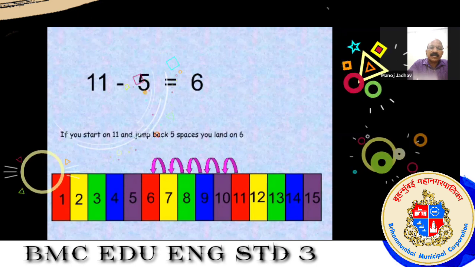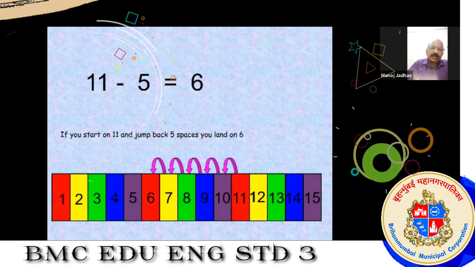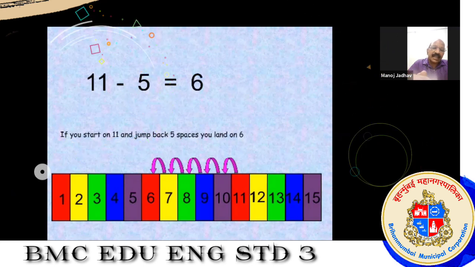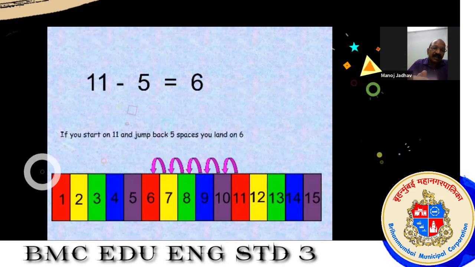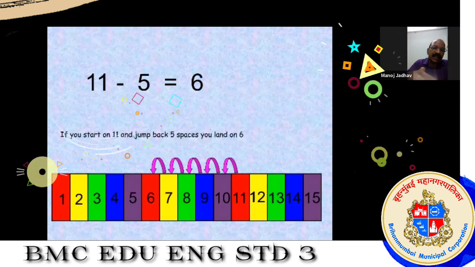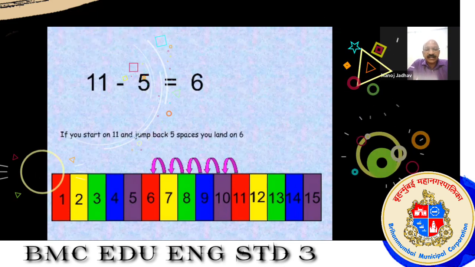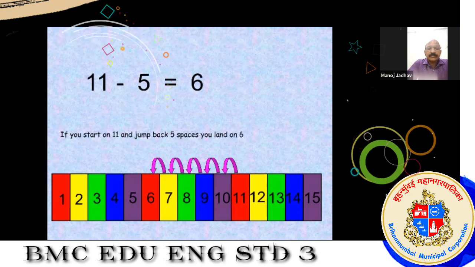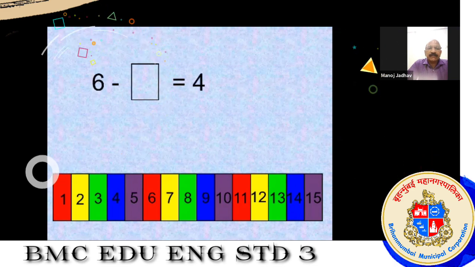See, we are standing at 11, and from 11, we are coming backward. 11 to 10, one step back, one more step back, 9, one more step back, 8, one more step back, 7, and the last fifth step lands on number 6. So our answer is 6. Very good, children. Now see one more example so that it will be easier for you.